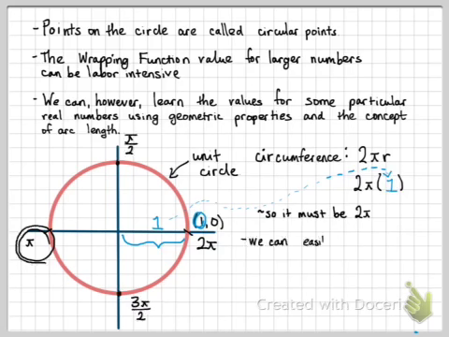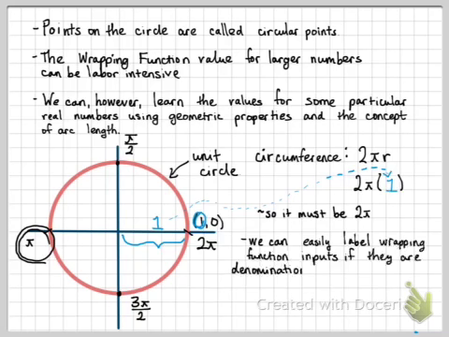Pi halves would be a quarter of the way around the circle, and 3 pi halves would be 3/4 of the way around that circle. Now, if anything is a multiple of 2 pi, we know that it's going to go around the circle an exact number of times. And if anything is an odd multiple of pi, we know that it's going to go around the circle some number of times, but that it will ultimately end over here to the left side.